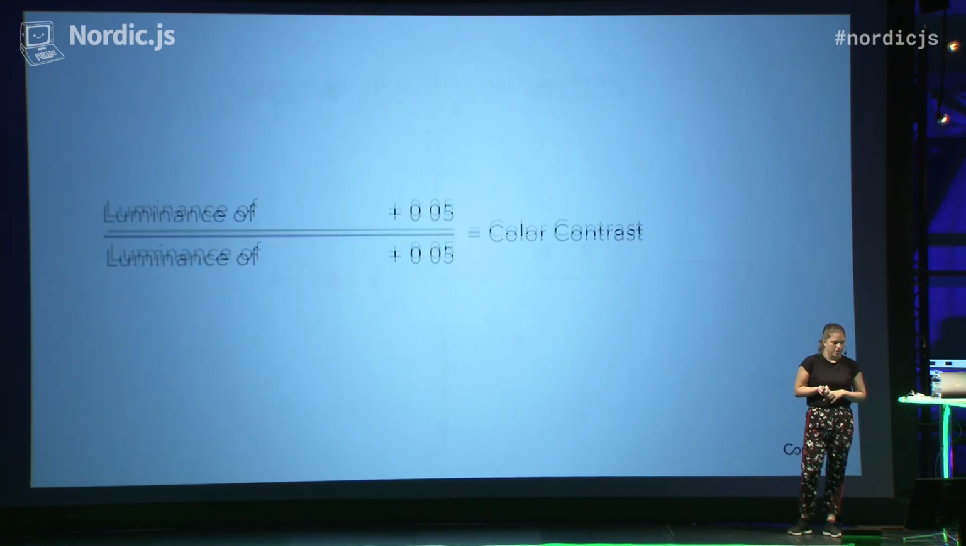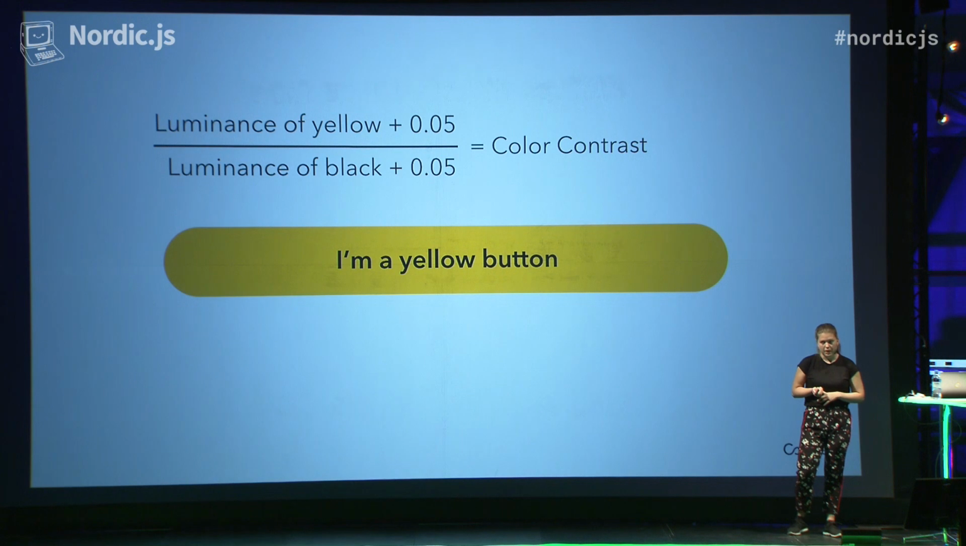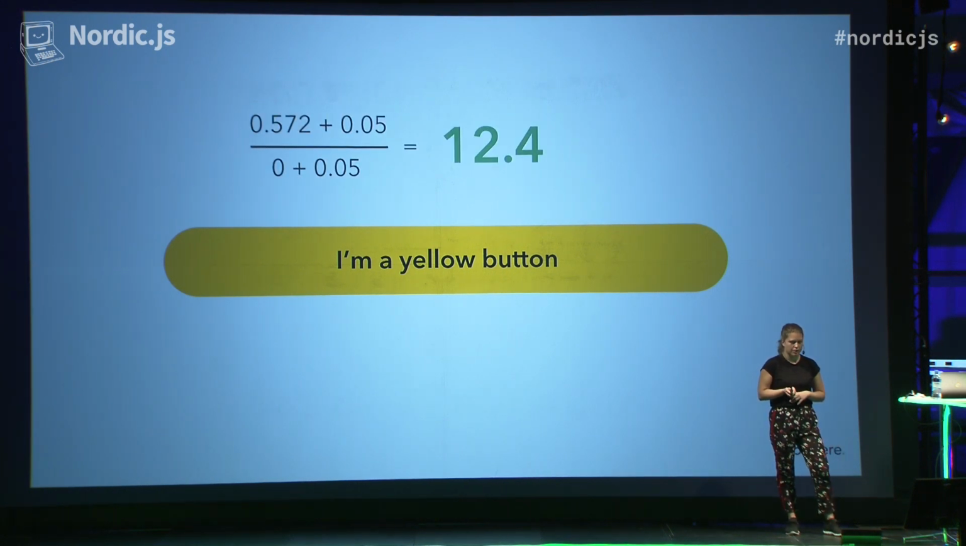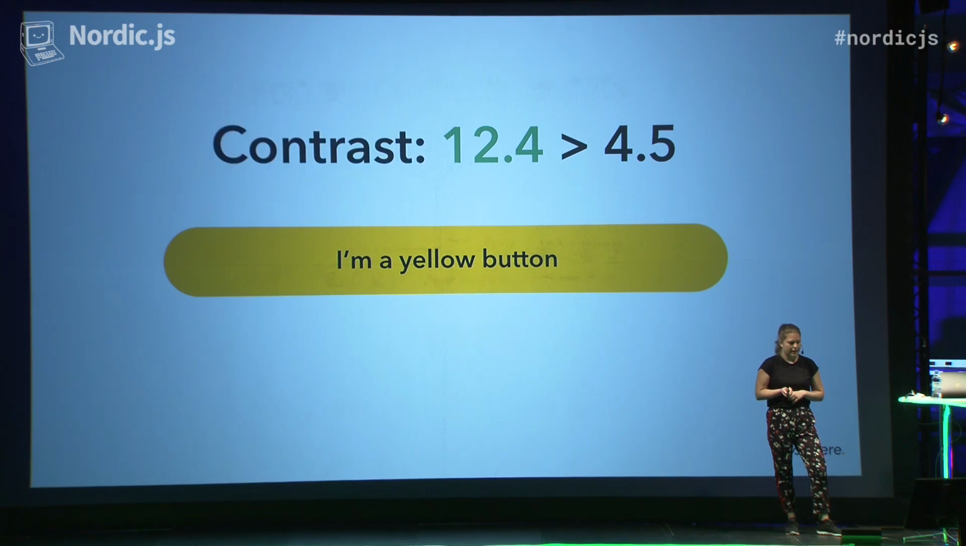So here we have a yellow button with black text. If we take the luminance of yellow and divide it by the luminance of black, that will give us a contrast of 12.4, which is a lot more than 4.5. And to me, it really feels good to read that text. It's easy to see. So this feels right.